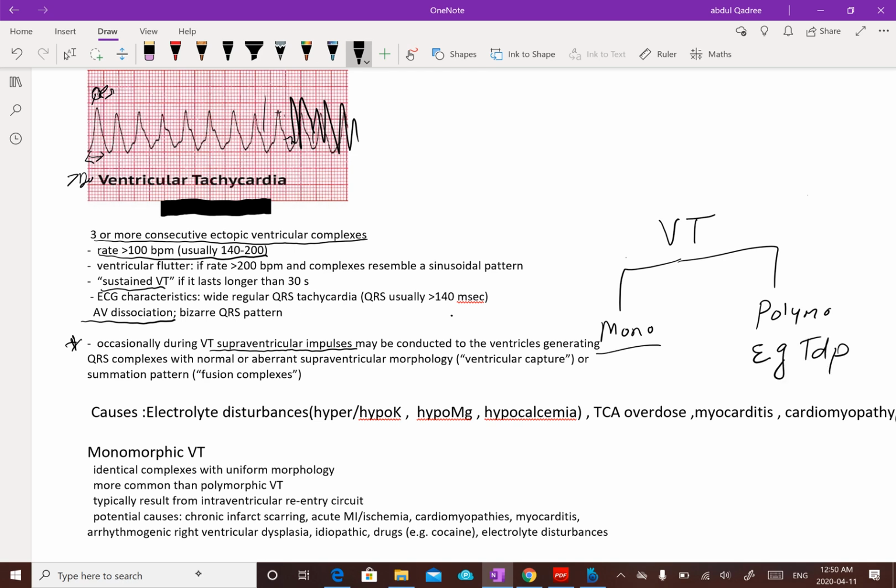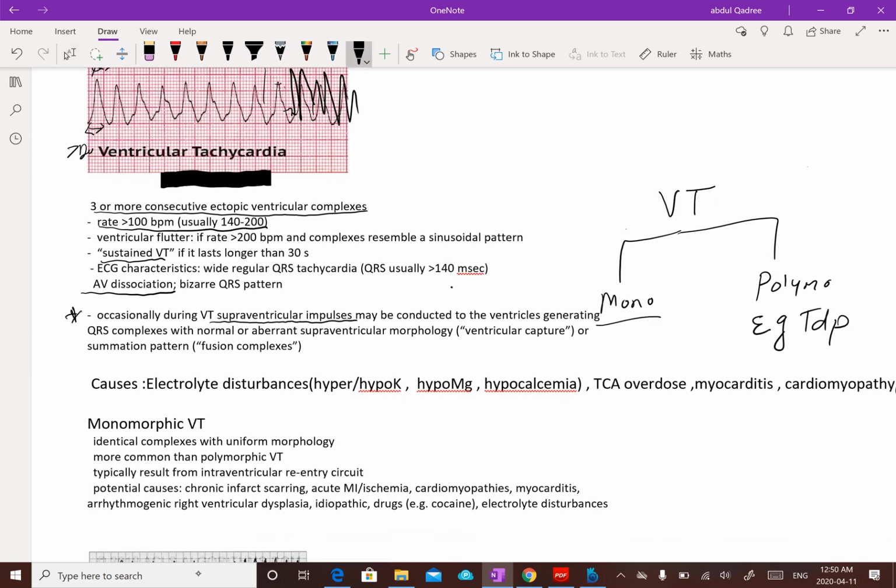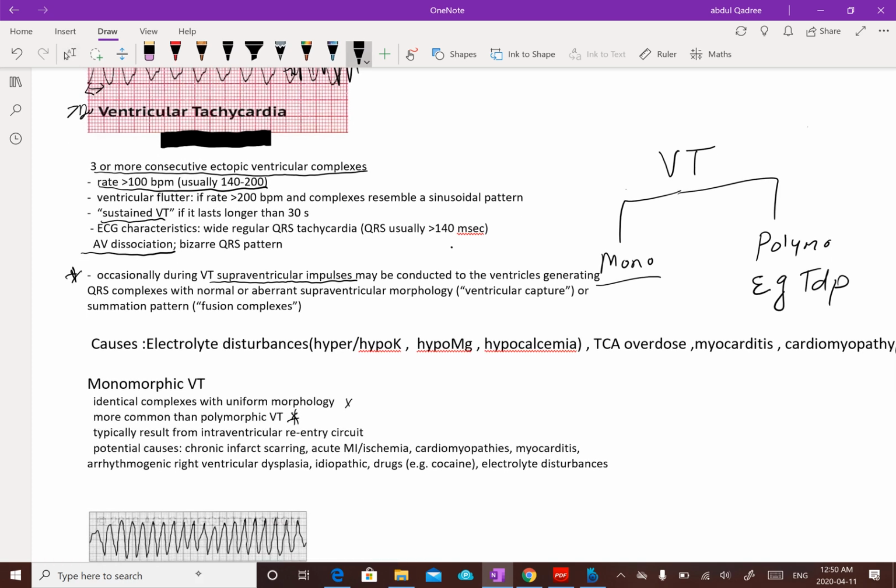The monomorphic, from its name, you can tell, has identical complexes with uniform morphology. It's more common than polymorphic tachycardia. It typically results the same way, from reentry circuits like those that usually happen in the atria. The same thing can happen: an abnormal focus can be formed, and it might form a circuit around the ventricle to send the electrical impulse to the ventricles again and again and again. Some of the potential causes are chronic infarct scarring, acute MI, ischemia, cardiomyopathies, myocarditis, arrhythmogenic right ventricular dysplasia, idiopathic causes, drugs, for example cocaine, and electrolyte disturbances.